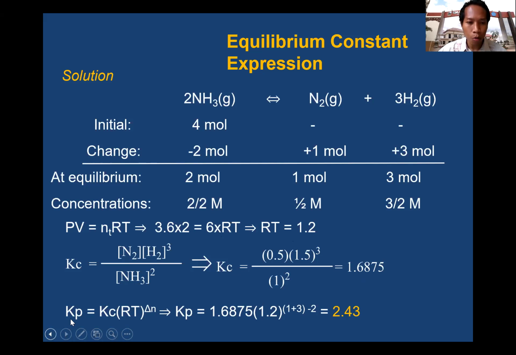And by the formula, Kp is equal to Kc (RT)^Δn. Kp is equal to Kc, you put the Kc, and RT, you know the RT by this formula, RT is 1.2. And Δn, you know from the coefficient here, Δn will be 4 minus 2, which is 2. Then you calculate that one, you will get 2.43.